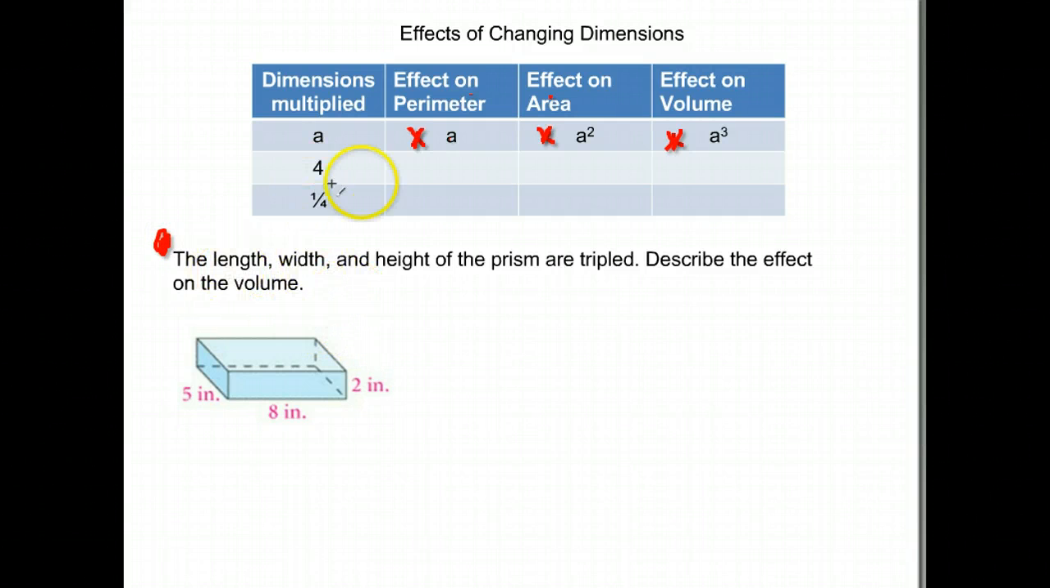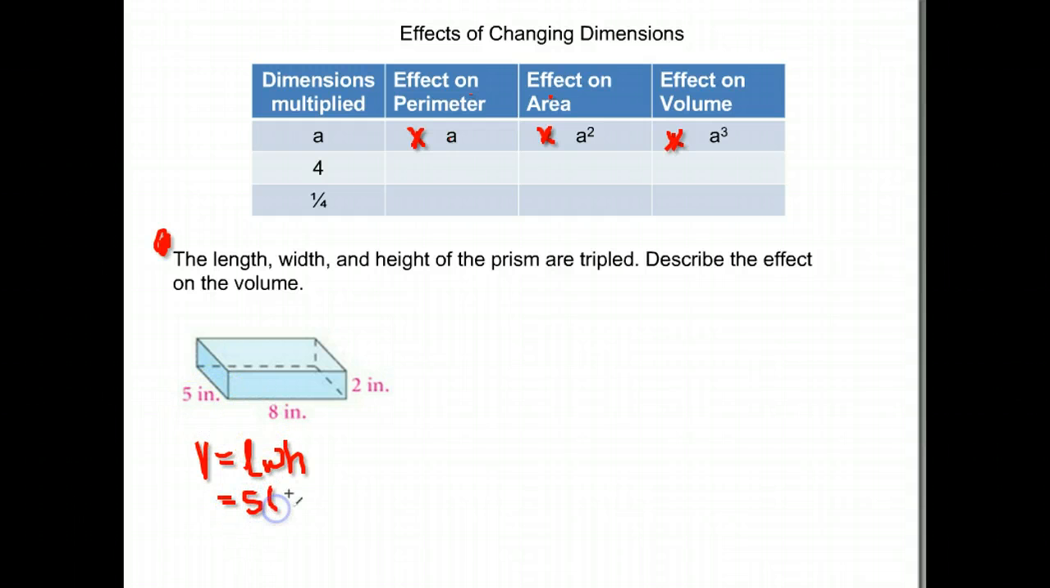let's do it, and then we'll fill out the chart, and you can make a choice whether you want to do it by trial to find out what the change is, or if you want to just use the rule. So down here it says the length, width, and height of this prism are tripled. Describe the effect on the volume. Well, let's find the volume beforehand, because this is the method that some people might use to answer this question. Okay, go ahead and find the volume.